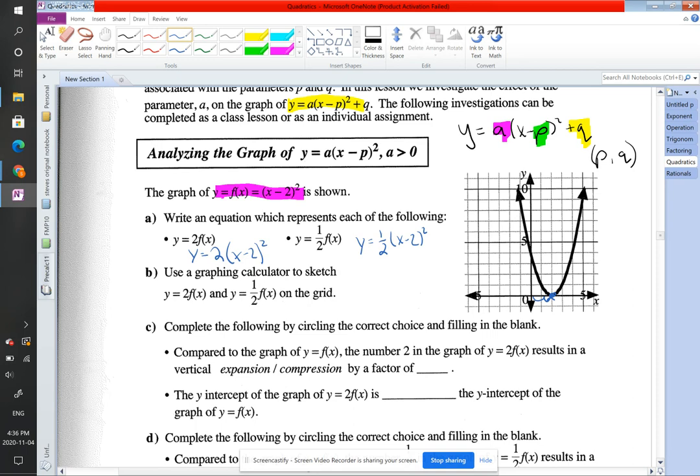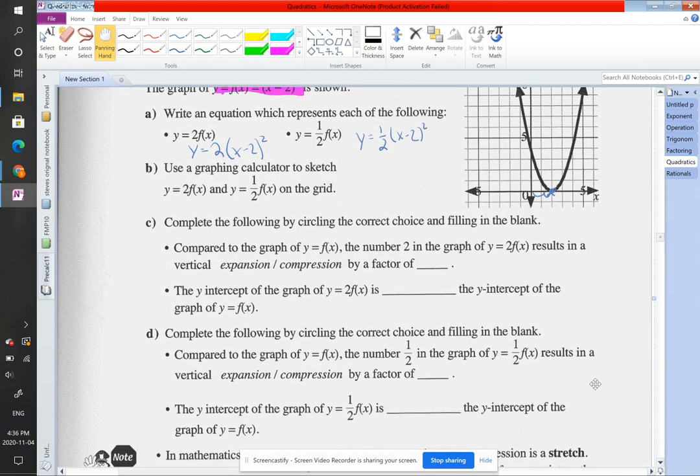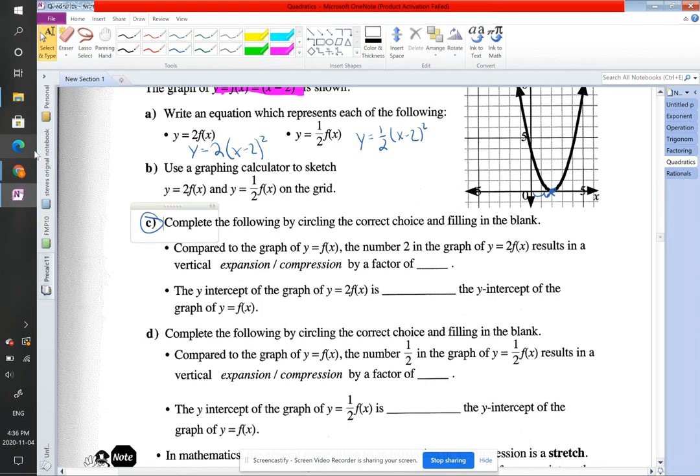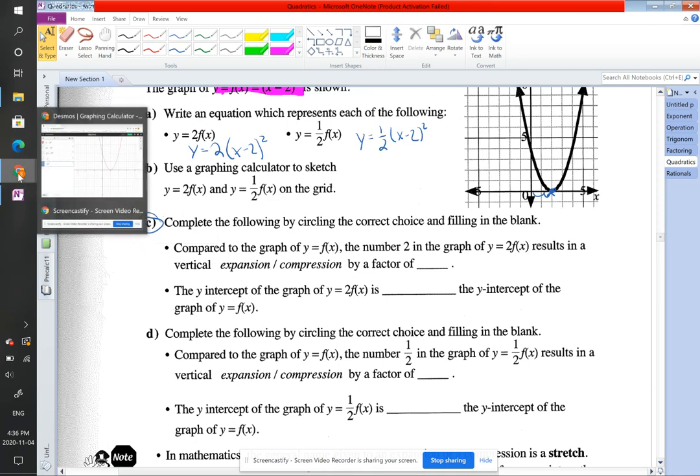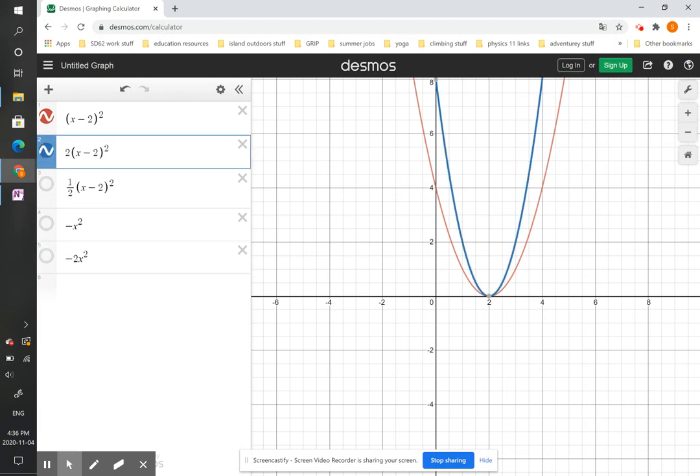So let's look at 2x first. So that's the one they want us to look at right here. So let's compare the graph to y equals f of x. So let's bring this up. So you can see I have y equals (x minus 2) squared as a reference. And I'm going to open up the one where we multiply by 2. And you can see that it gets skinnier.